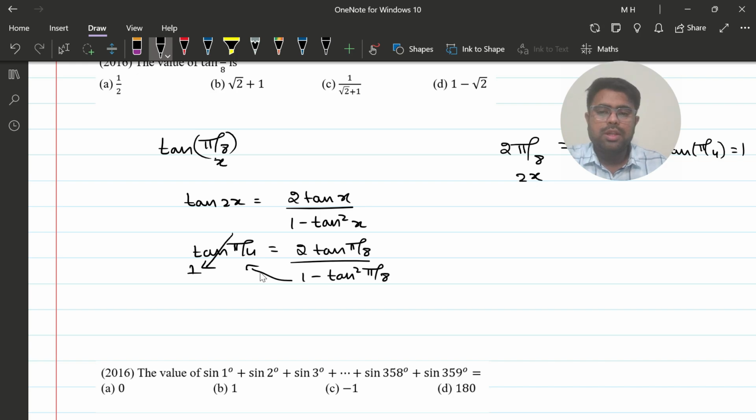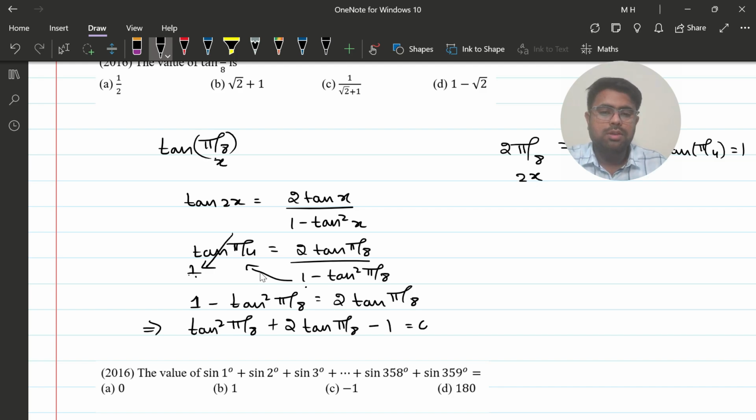So if I bring it to the other side, 1 into 1 is going to be 1, minus 1 into tan square pi by 8 is going to be tan square pi by 8, and equal to 2 tan pi by 8. Okay, so this is going to be tan square pi by 8 plus 2 tan pi by 8 minus 1 is equal to 0. Now I'll just call tan pi by 8 as m, so it is in the form of m square plus 2m minus 1 equal to 0.